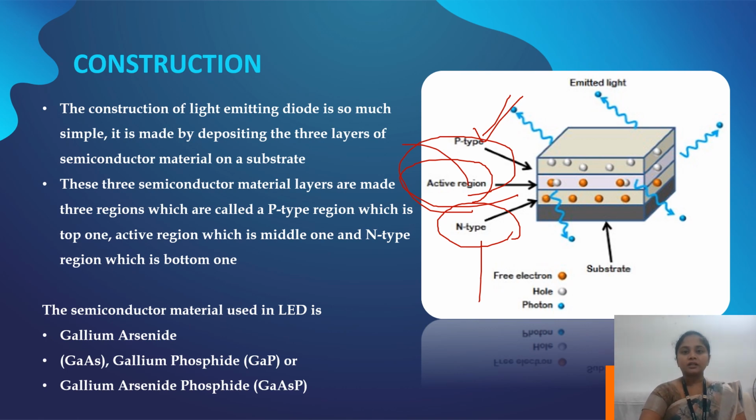The only difference in construction with respect to a PN junction diode is that it emits light. So this LED will be made up of various semiconductor materials, namely gallium arsenide, gallium phosphide, or gallium arsenide phosphide.